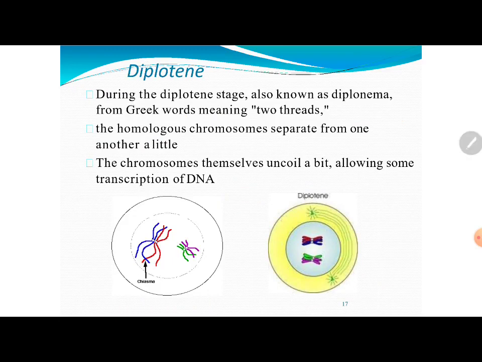Here you can see the clear structure. During the diplotene stage, also known as diplonema, from Greek words meaning two threads, the homologous chromosomes separate from one another a little. The chromosomes themselves uncoil a bit, allowing some transcription of DNA. You can see the change over this part. This is what you can see. It's called chiasma. And this is not necessarily at only one point. It can occur at multiple points. It could be here, any point.